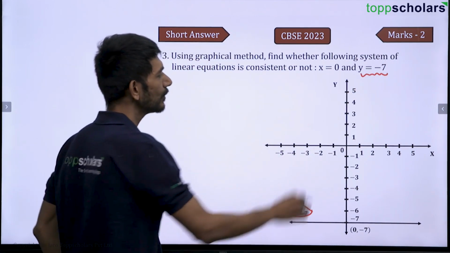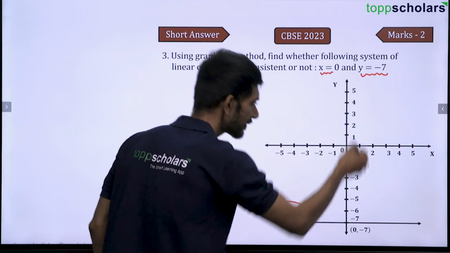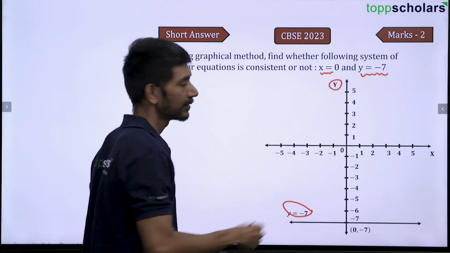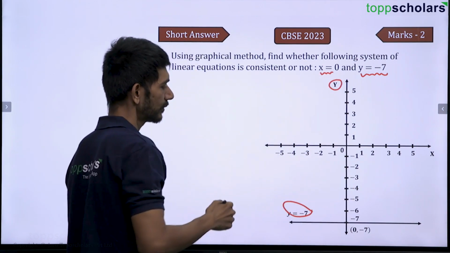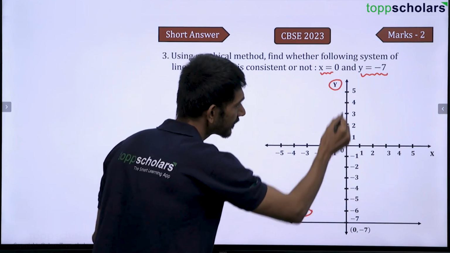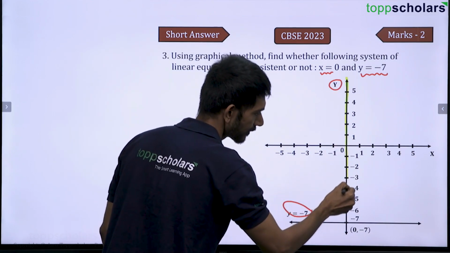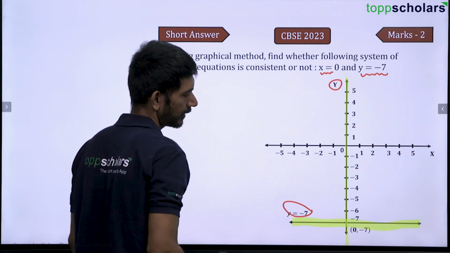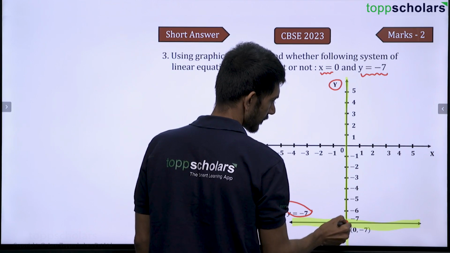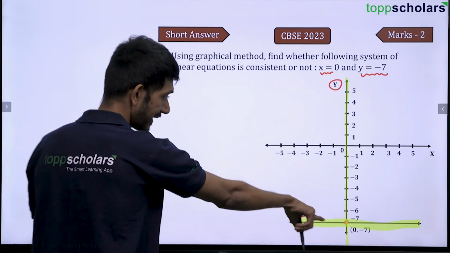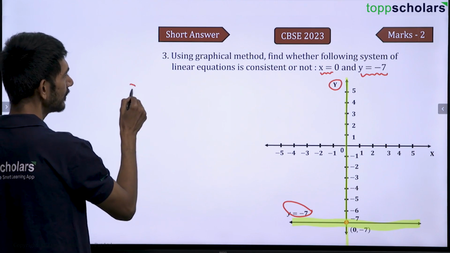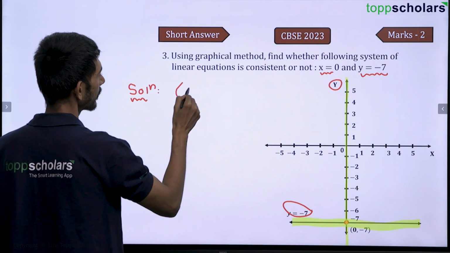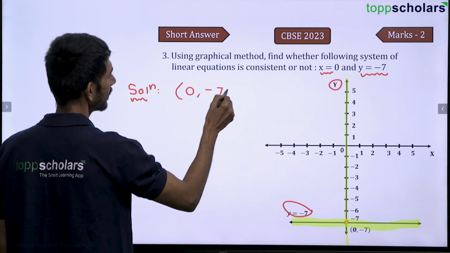What is x is equal to 0? X is equal to 0 is this line. X is equal to 0 means y axis. So y axis is x is equal to 0. And this. So can I say the y axis and this line, they intersect over here. So what is the solution? The solution is 0 comma minus 7.